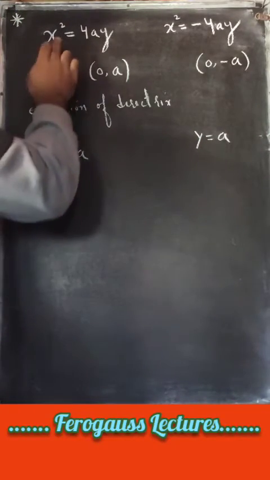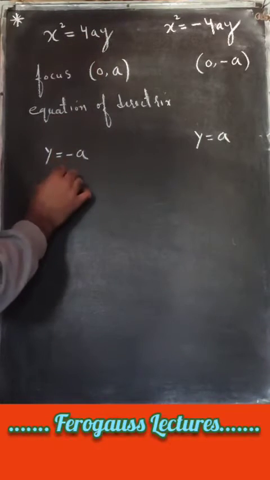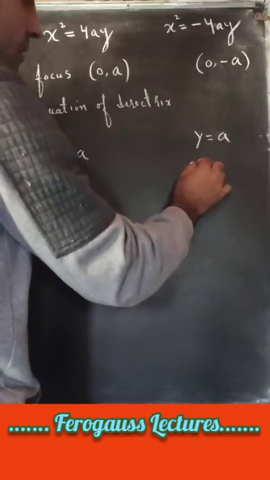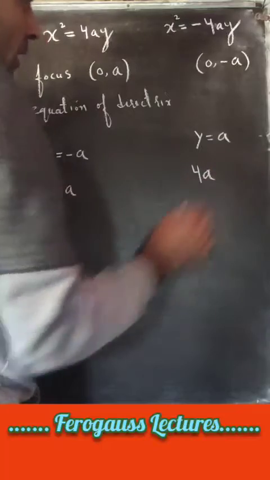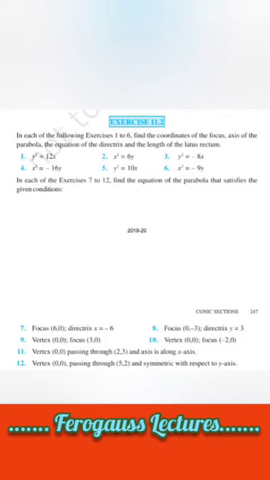Length of latus rectum for this parabola is the absolute value of the coefficient of y. So here it is 4a, and here also the length of latus rectum is 4a. We have to take the absolute value of coefficient of y. Okay? Now let us do some questions when equation of parabola is given and we have to find the coordinates of focus, axis of parabola, the equation of directrix, and length of latus rectum.